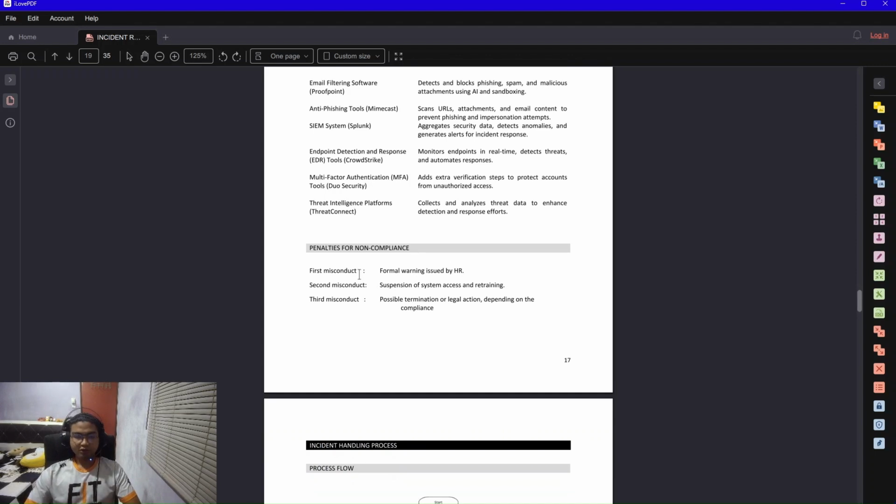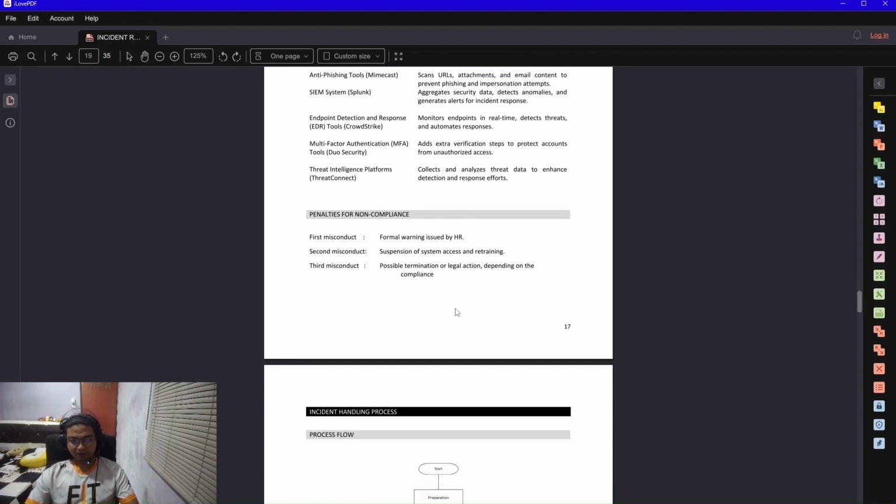In this document, we also show the penalties for non-compliance. The first misconduct is a formal warning issued by HR. The second misconduct is suspension of system access and retraining. After the third misconduct happens, it is possible termination or legal action, depending on the compliance.